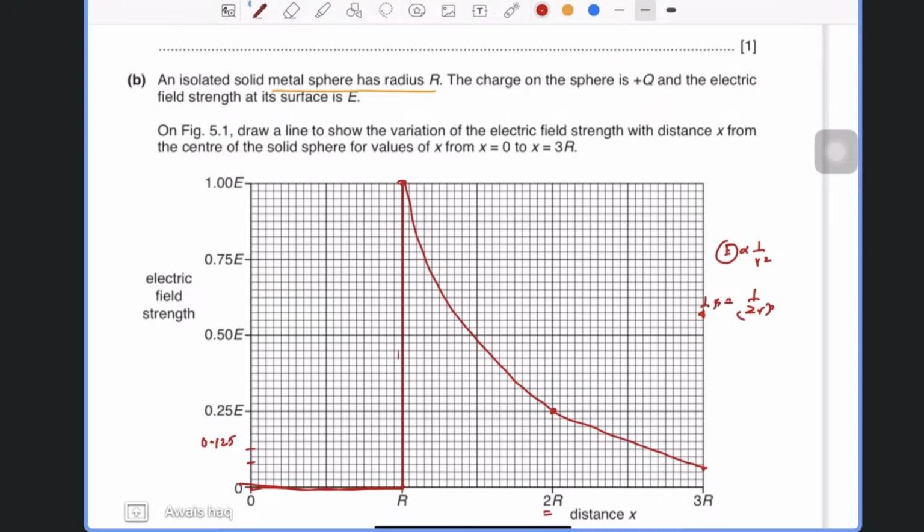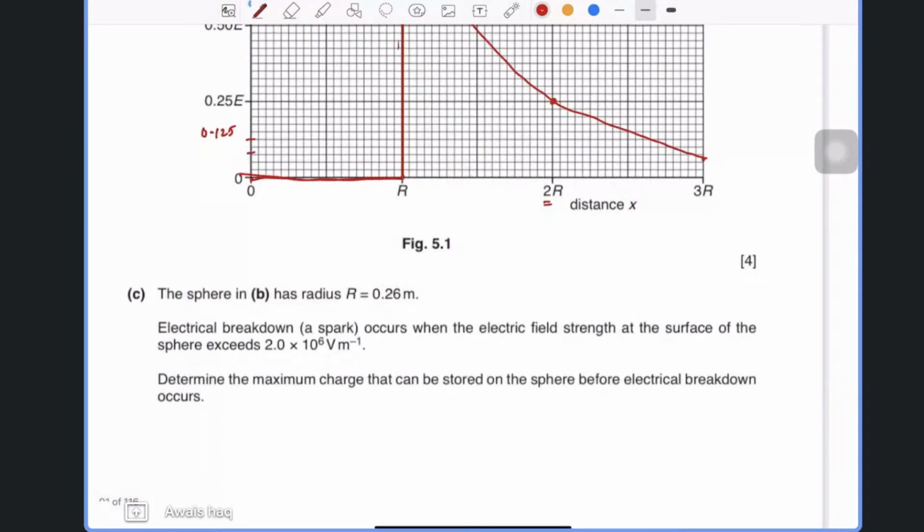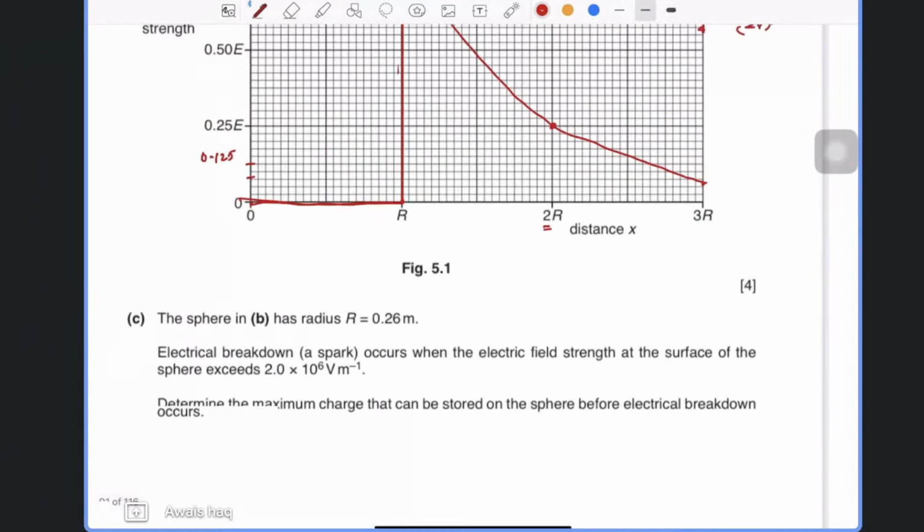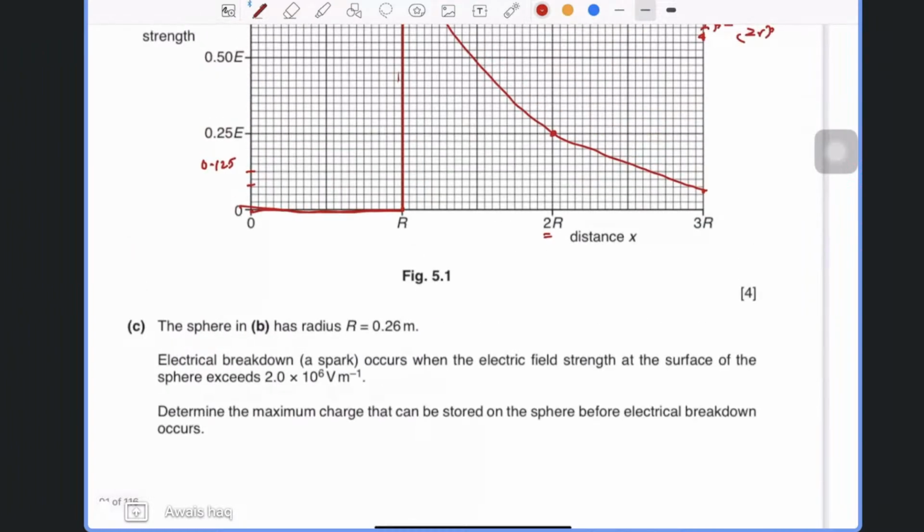Just like this. Anyway, the rest of the question says that the sphere has a radius of this much, and the electrical breakdown occurs when the electric field strength at the surface of the sphere exceeds this. Determine the maximum charge that can be stored on the sphere before the electric breakdown occurs.